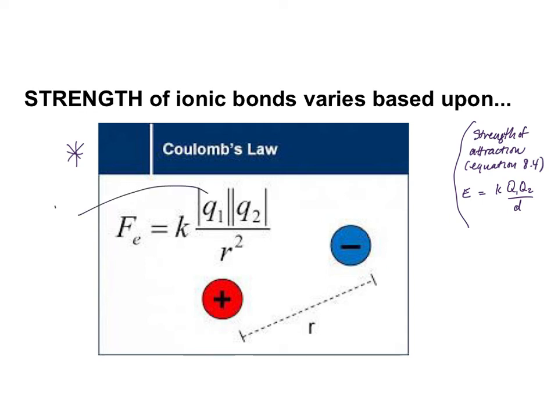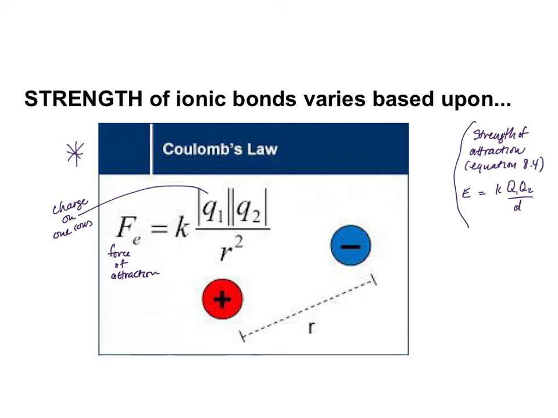Q1 is the charge on one of the ions. Q2 is the charge on the other ion. And R is the distance between those ions. This is the force of attraction. And K is a proportionality constant. It's not a number you're ever going to have to use in solving anything. And it would be a constant in all examples.